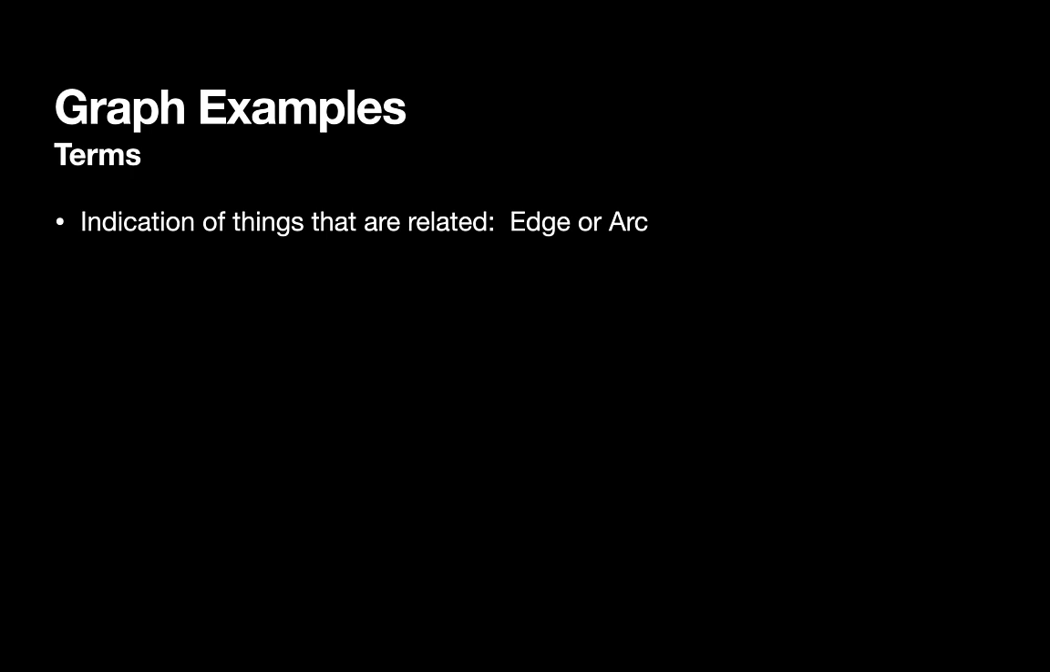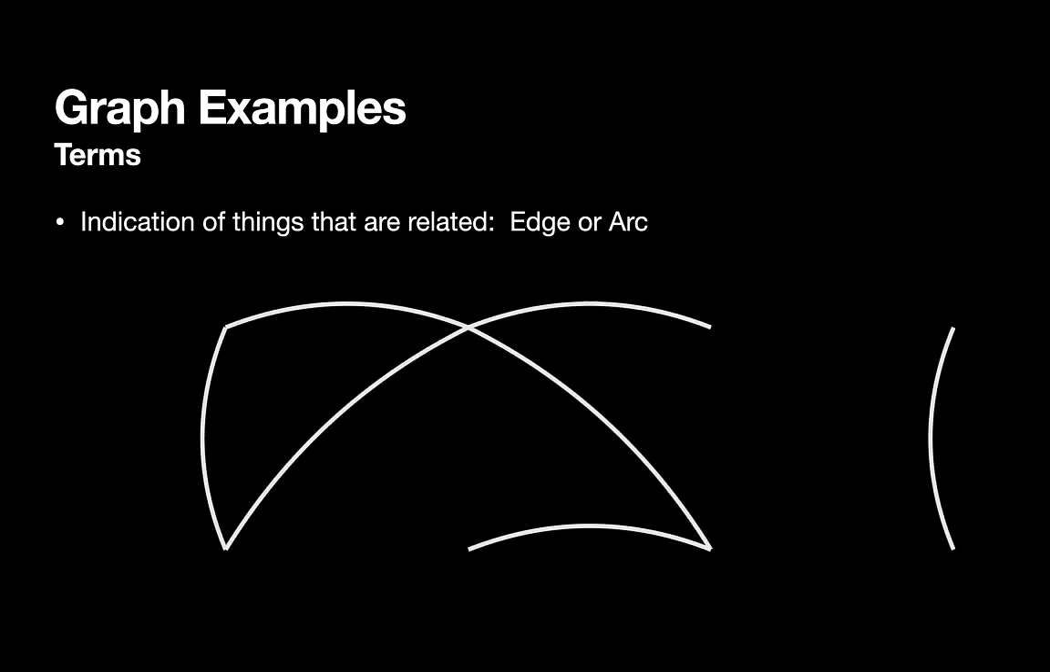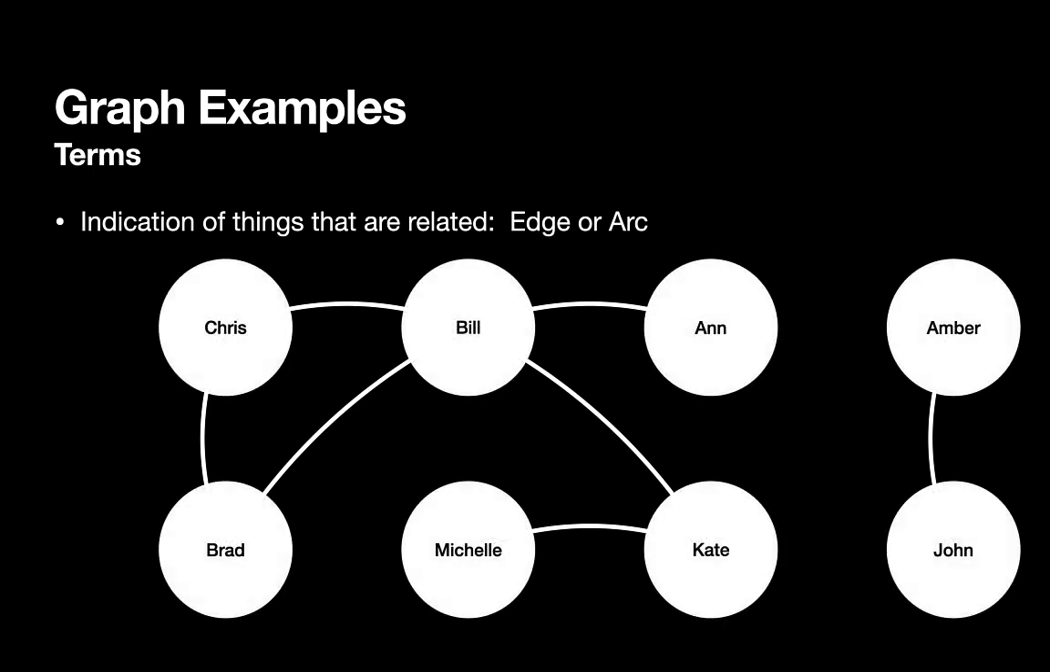The indications of things that are related somehow, in this case related in the sense of working with one person or working together, are referred to as edges or arcs. So all of those lines that connected things together were the edges or the arcs of this graph. Of course, those edges and arcs don't make any sense separately like this. They only make sense in the context of the things that they connect together.